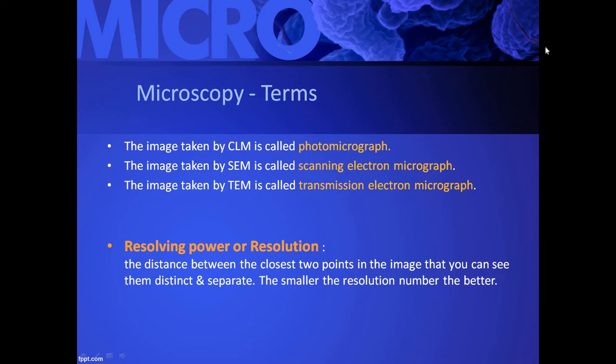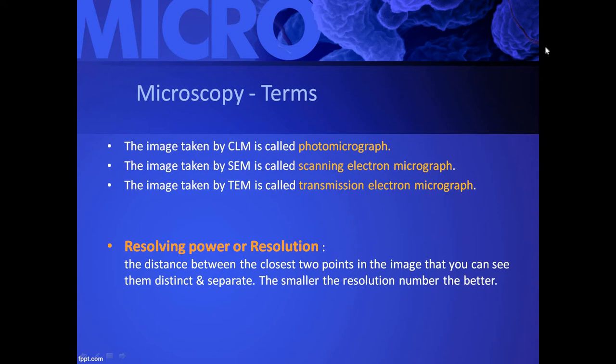Now we will discuss some terms used in microscopy. The image taken by compound light microscopes is called a photomicrograph. The image taken by an electron microscope is called an electron micrograph. So we have the photomicrograph and the electron micrograph, the scanning electron micrograph and the transmission electron micrograph.